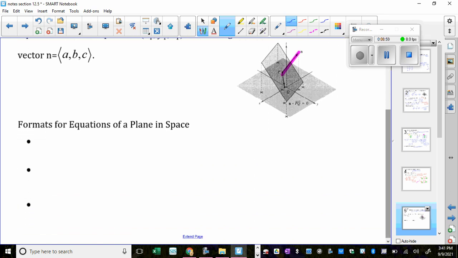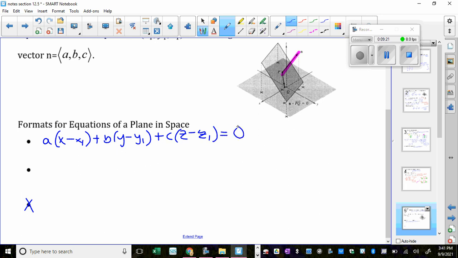We have a couple of different formats. Actually, we won't do the third one right here, but we'll cross this one off. So the first format is this: a(x minus x1) plus b(y minus y1) plus c(z minus z1) equals 0.